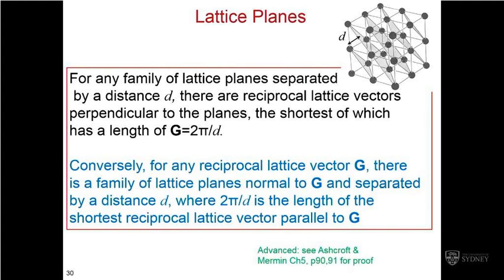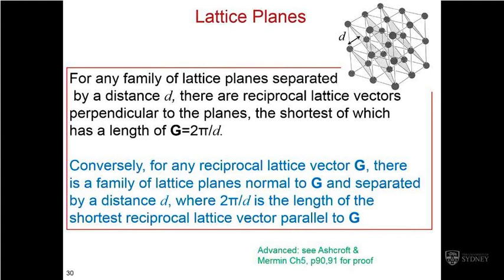It may be noted here that if your lattice plane spacing is d, then the shortest reciprocal lattice vector will be 2 pi on d. So it's the shortest reciprocal lattice vector, not any old reciprocal lattice vector. Because if you choose the shortest or the smallest plane spacing, then you will get the shortest reciprocal lattice vector.